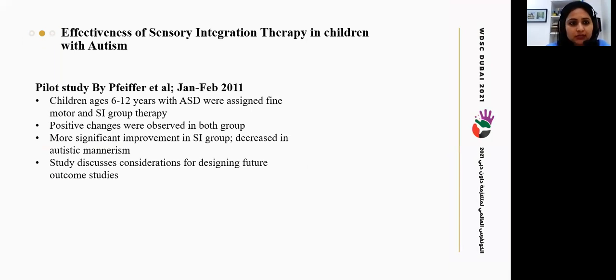I want to share about this particular study, which was done with autistic kids to evaluate the effectiveness of sensory integration therapy. It was done by Pfeiffer and colleagues in January to February 2011, wherein two groups of autism spectrum kids aged 6 to 12 years were taken. In one group, fine motor therapy was done, and in the other, sensory integration group therapy. In both groups, positive changes were noticed. However, in the sensory integration group, there was significant improvement, specifically in the domain of sensory processing and autistic mannerisms, the repetitive behavior which autistic kids exhibit. However, this study discusses considerations for designing future outcome studies. So more research will happen.